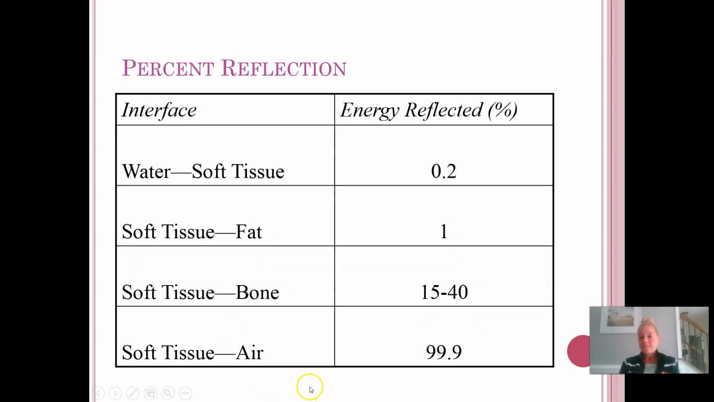So you guys don't have to memorize any of these numbers. This is just a chart to sort of demonstrate. This is the percent reflection. So as you go from water to soft tissue, we're only losing about 0.2% of the ultrasound energy. Soft tissue to fat, 1%. So again, ultrasound travels very easily through adipose tissue. Soft tissue to bone, we're going to lose about 15 to 40%. So that means that energy is sort of building up as transverse or shear waves. And then soft tissue to air, 99.9%. Ultrasound does not travel through air.